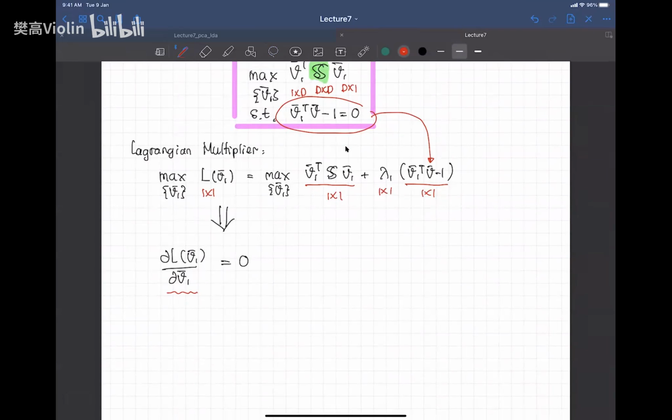Yes, D, not D by D. This is actually D by 1, following the dimensionality of V. L here is 1 by 1. L itself is 1 by 1. But the whole thing is D by 1. So the 0 here is actually 0 bar, which is a zero vector. And this one is D by 1.